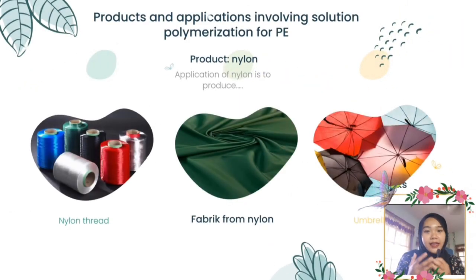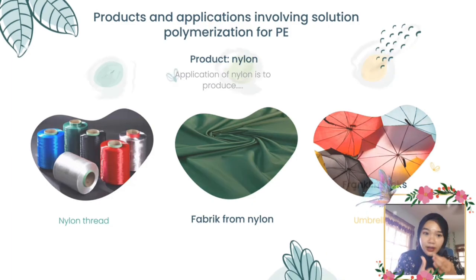Lastly is the product and application involving solution polymerization for PE. Okay, the product produced is nylon. Application of nylon is it produces nylon thread, it can produce nylon fabric, and it can be used for fabric for umbrellas too.